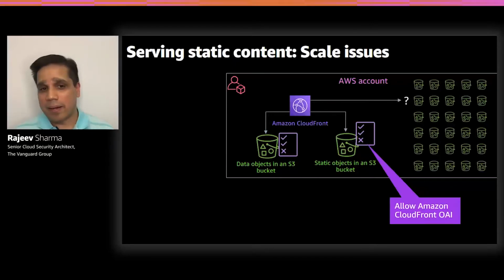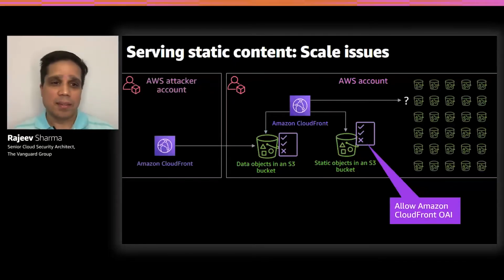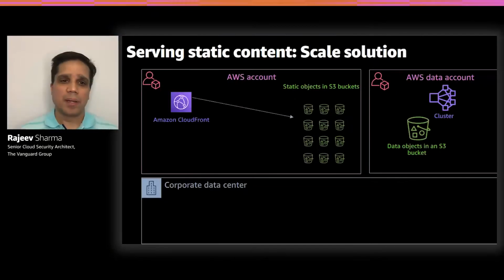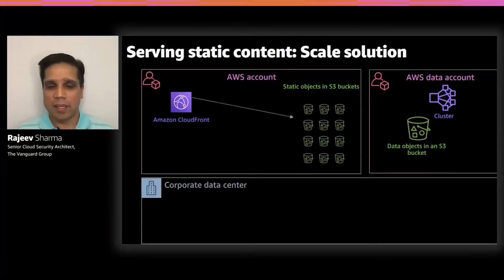Another internal threat pattern that we've seen is, what if an external attacker account tries to get data from an S3 bucket by an insider adding the OAI of an external attacker account? So to solve this problem, it was actually pretty simple. What we did is create two separate accounts, logically. One account would just contain static objects, and the other account would contain buckets.